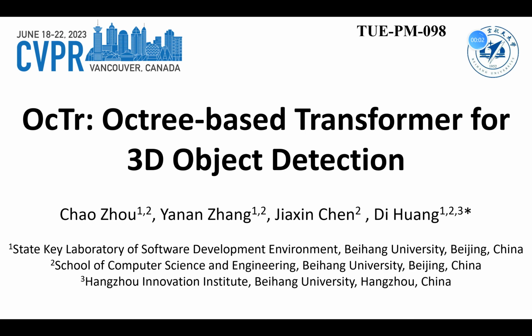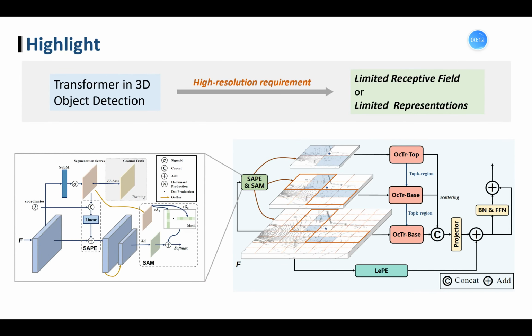Hello everyone. Today, I'm going to talk about our work OCTR, an Octree-based transformer for 3D object detection. We first give a concise summary. Adopting transformer in 3D object detection encounters the problem of the limited receptive field or the limited representation, which is caused by high-resolution feature map requirement.